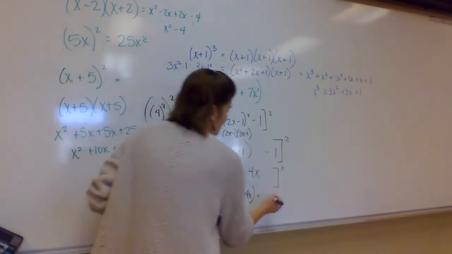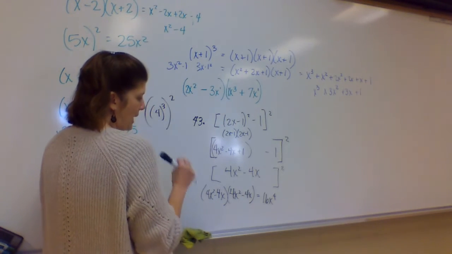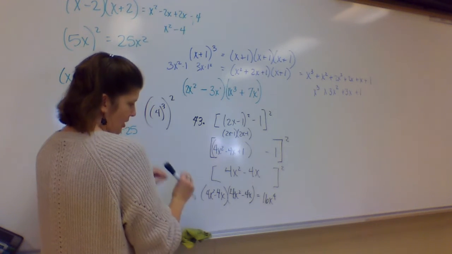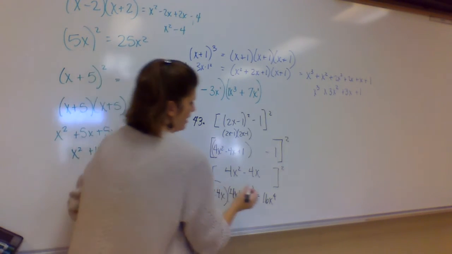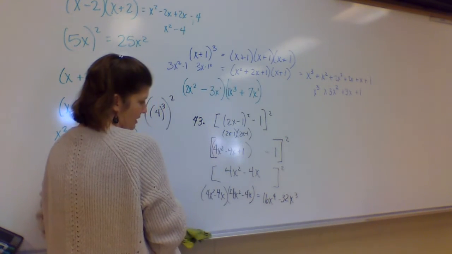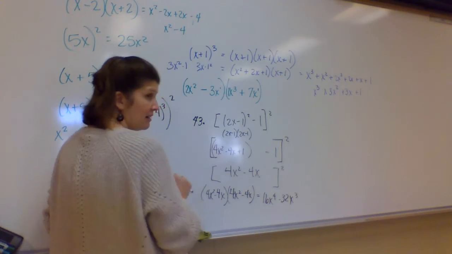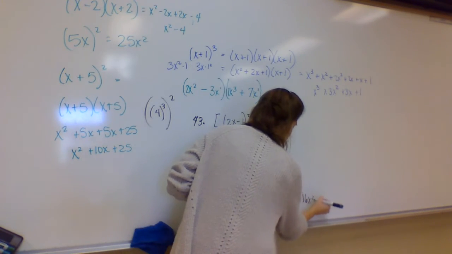4x squared times 4x squared is 16x to the 4th. Then minus 16x to the 3rd minus 16x to the 3rd is a minus 32x to the 3rd. I'm skipping steps. Plus negative times negative, plus 16x squared. Yeah?